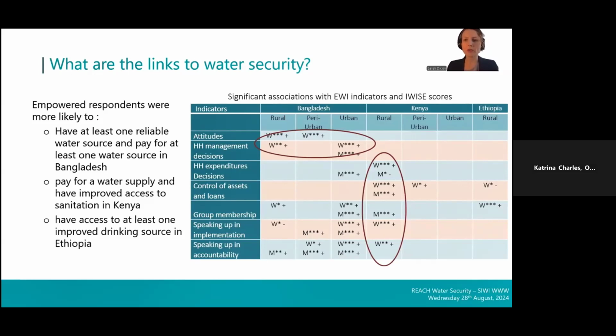We can also see some connections to the IWISE scores, but you can also see that it does vary greatly between the different sites and the different empowerment sub-indicators. For example, in Bangladesh, gender attitudes at the individual level were positively linked to water security. Having more positive gender attitudes was linked to higher water security for rural and peri-urban areas only. For rural Kenya, though, some other indicators were linked to water security, and these included having more input into WASH expenditures in the household and also being able to speak up in community processes to improve water supply.